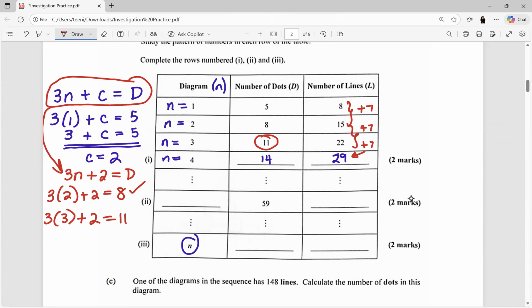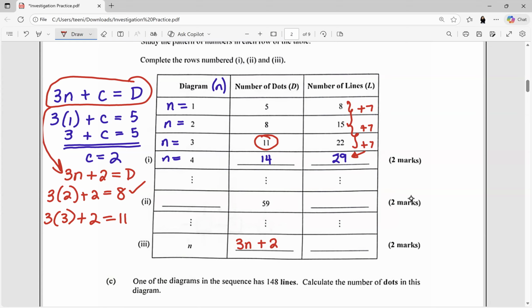And therefore, we can establish that the equation that tells us the number of dots is 3 times n, where n is the diagram number, plus 2 gives us the number of dots in any diagram. So if we wanted to find out how many dots there are in the 10th diagram, we will say 3 times 10 plus 2, and that would give us the number of dots in the 10th diagram.